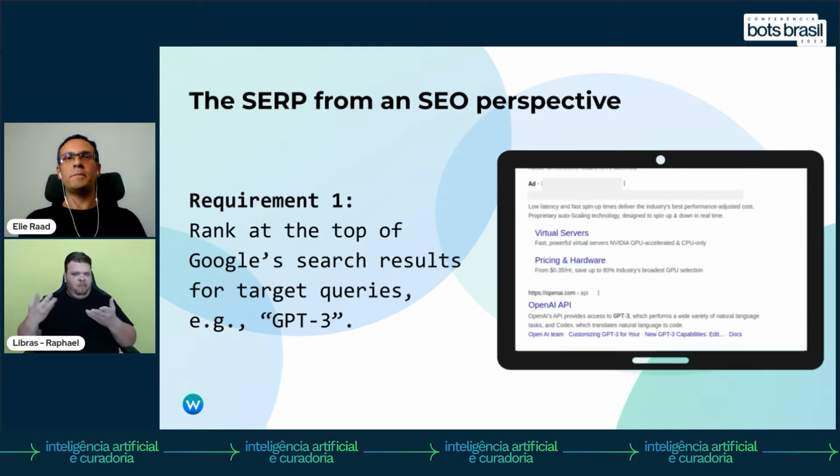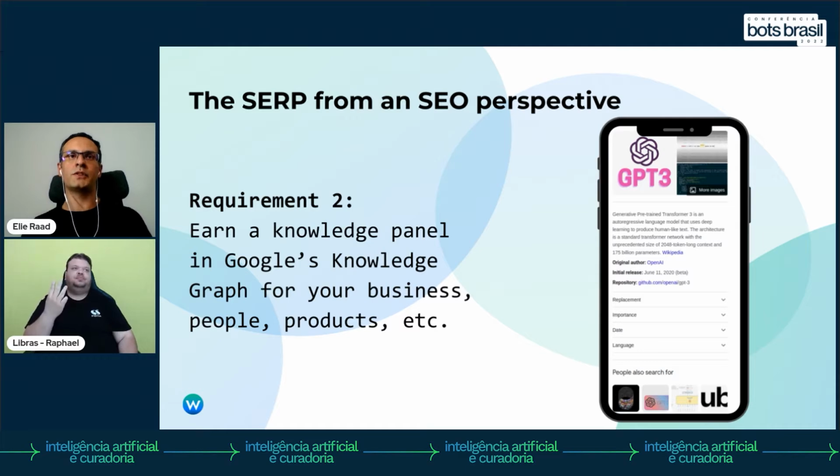We mean that when we talk about SEO, most of us know that we want to rank on the first page, on the first result for our target query. In this case, our target query is GPT-3, which is the case of OpenAI API results. Now let's see another requirement from an SEO perspective.